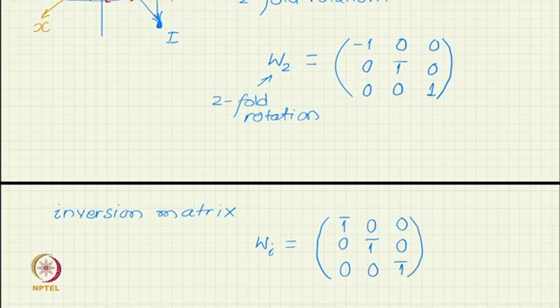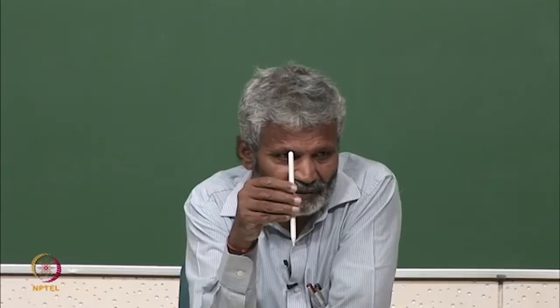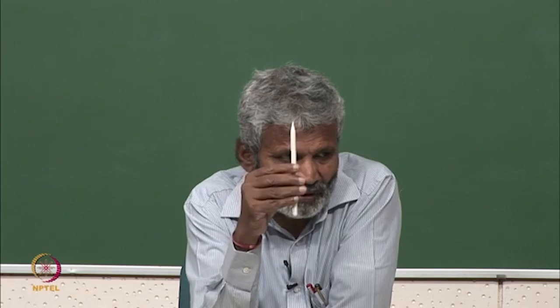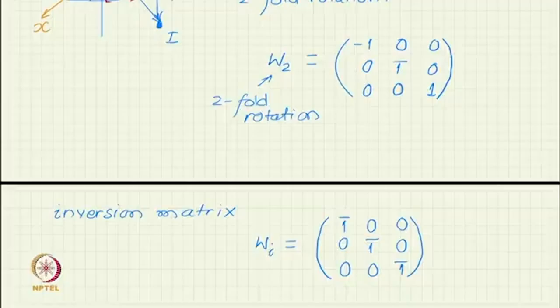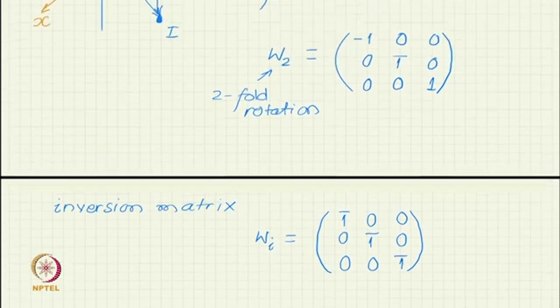That's this. So you can see there is a slight difference between the two-fold rotation and the inversion. The first two columns are the same. The third column, two-fold roto-inversion, the axis was unchanged, so it remained 001 for two-fold, but in inversion the z axis also goes to minus z axis. So 001 becomes 00 minus 1. So that's the inversion matrix.